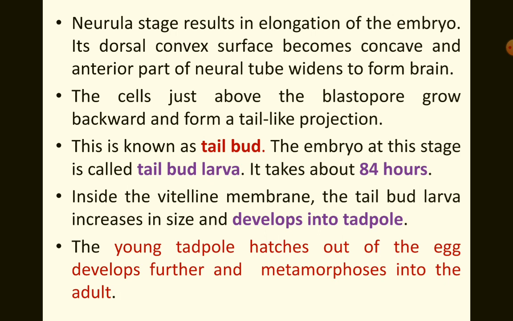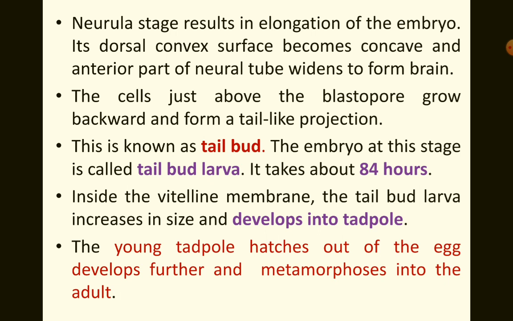Now these cells just above the blastopore grow backward and form a tail-like projection, and this projection we call the tail bud. So the embryo at this stage of development is called the tail bud larva, and it takes about 84 hours from the time of fertilization to reach this tail bud larva.